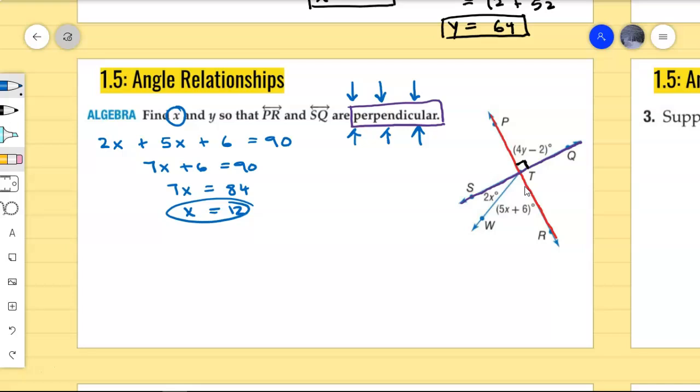Okay, now finding y is actually a little bit easier because notice how y is only mentioned once, and it's mentioned over here in angle PTQ. Because angle PTQ must be 90 degrees, and they told you that the expression 4y minus 2 is the expression for PTQ, you make the following connection. You say, well, then that means 4y minus 2 is equal to 90.